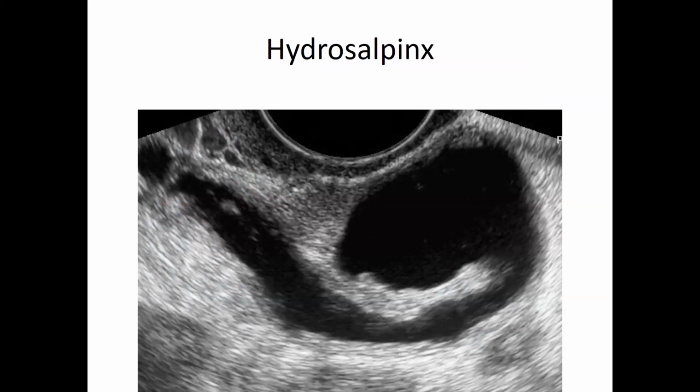So here we have what's called hydrosalpinx. Again, a pathology for next quarter, but our fallopian tube is dilated with fluid in it. The uterus is going to be over here on this portion of the image. And then we've got this fluid-filled tube, and near this would be an ovary. But hydro, fluid, salpinx, fallopian tube. So fluid, fallopian tube: hydro, salpinx.